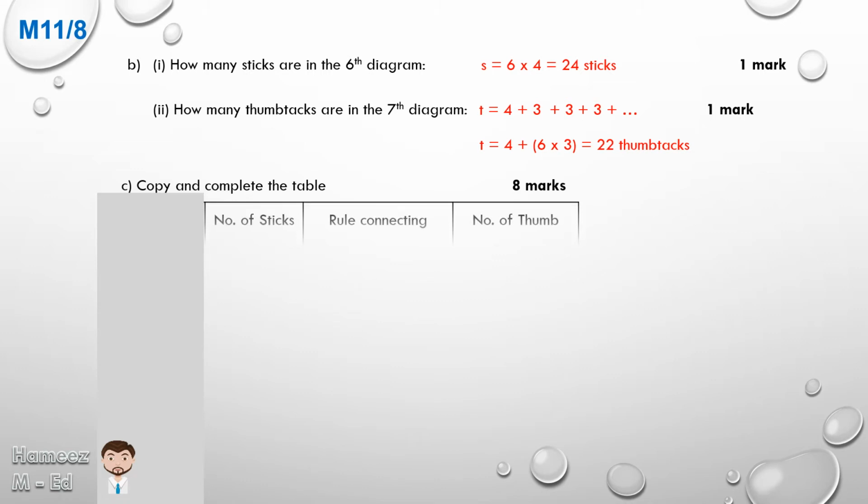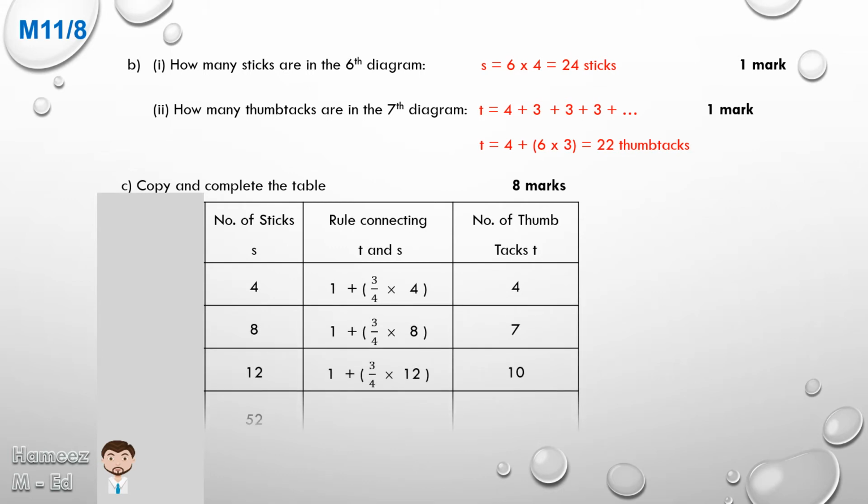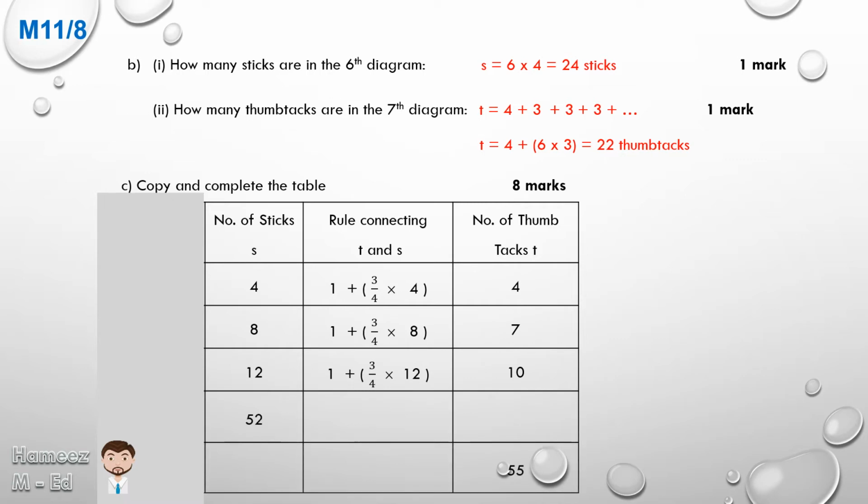So we can see that there are 3 columns: number of sticks, S, the rule connecting T and S, and the number of thumbtacks, T. And they give us the information for the first 3 rows, meaning, and I'm going to add another column so we can understand it a little better. In the first column there, I'm adding diagrams. So diagram number 1, 2, 3, and so on.